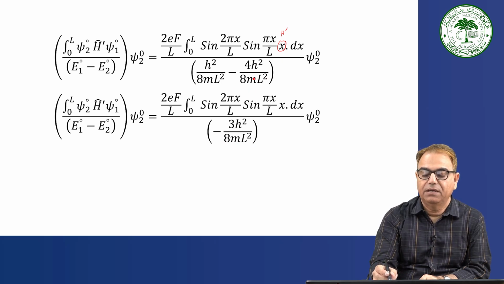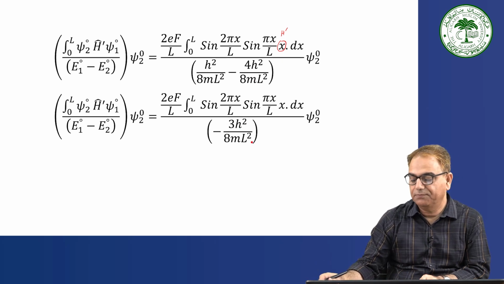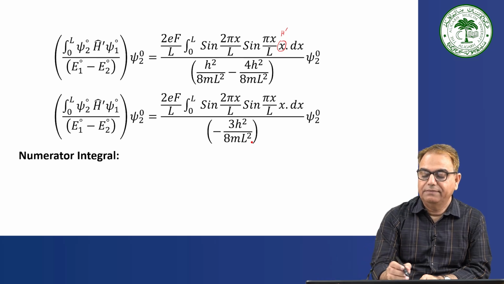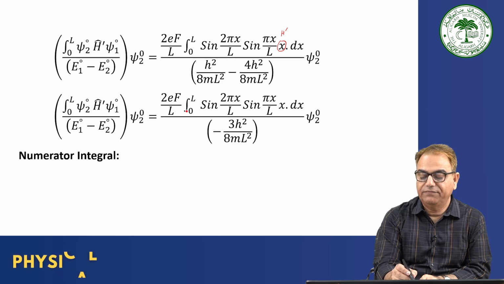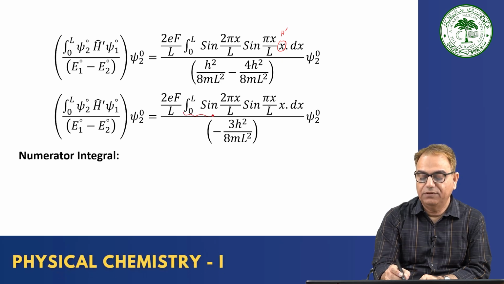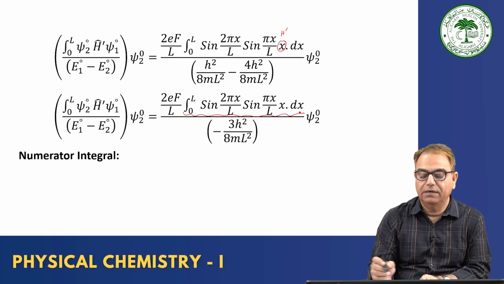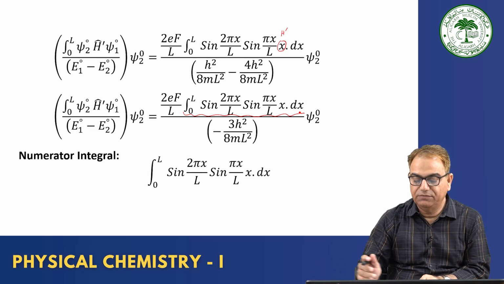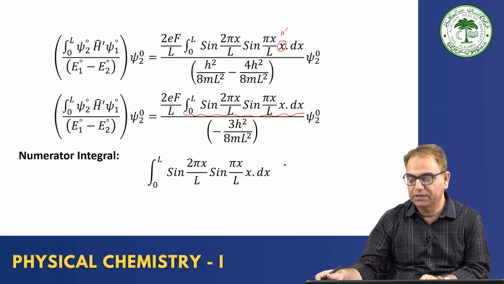Obviously this will be a higher value, this will be a lower value, so it is minus 3h square divided by 8ml square, okay, into psi 2 naught. Now instead of writing all the relationships time and again, first I will do this integral in the numerator. So integral in the numerator is what? Sine 2 pi x divided by L sine pi x divided by L into x into dx, okay, x dx.